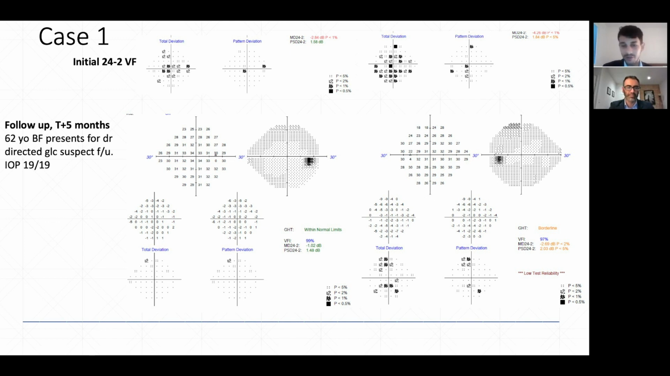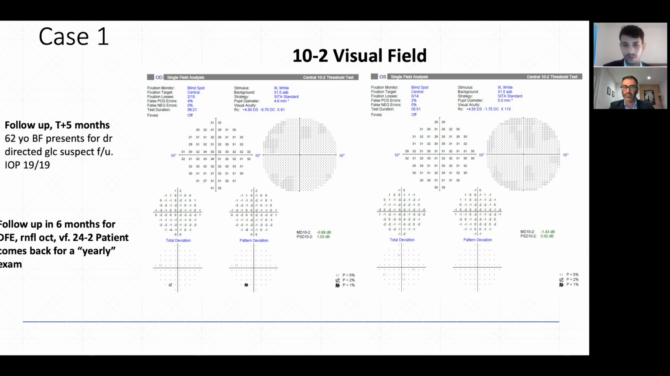Actually, the 10-2, like you were talking about, there's less variability, and this patient is actually pretty good at doing 10-2s. So this came out pretty clean. So even though originally we were worried about maybe some central defects, 10-2 shows nothing on it.